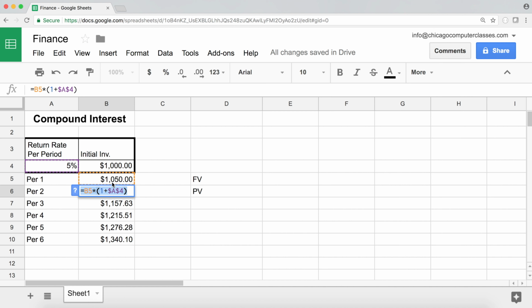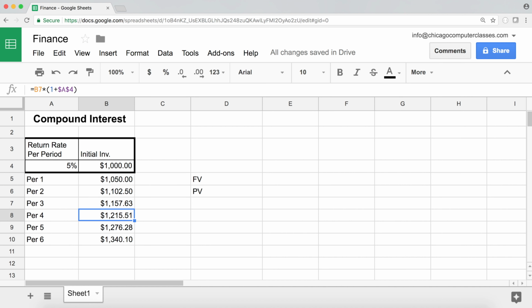And now we're taking this $1,050 and we increase that by 105%. Then we take the next number after that, we increase it by 105%. And we keep going. And by our 6th period, we have $1,340.10. So hopefully that makes sense. So that's one way to do this.